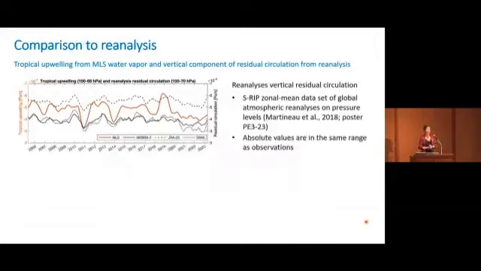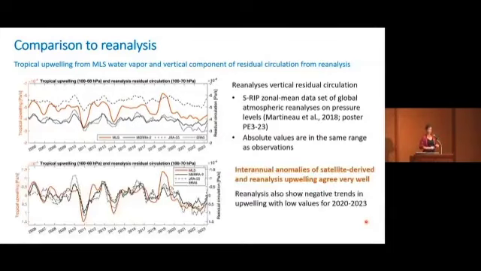Good, let's compare the upwelling estimate now to the upwelling in the reanalysis. And I'm taking here the SREP zonal mean data set that Patrick has put together, and I think Patrick has a post on that today, actually, if you want to learn more about it. So taking the vertical component of our stratospheric circulation and then compare it with the upwelling estimate. And these are the absolute values. I don't really want to talk about them too much because we're not comparing exactly the same quantities, but I want to talk about the interannual anomalies in these time series.